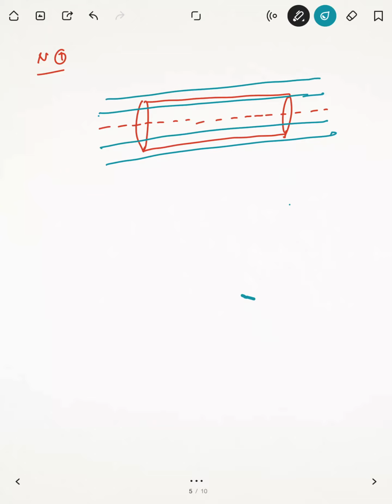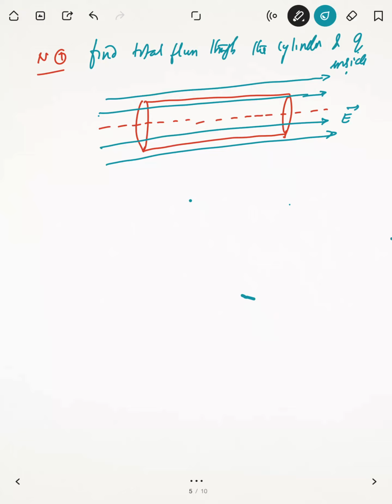The uniform electric field is represented by the E vector. It is parallel to the axis of the cylinder. What do you have to find out? Find the total flux through the cylinder, and the charge inside, if any. This is the way you have to find out. You have to use Gauss's theorem for calculating this.